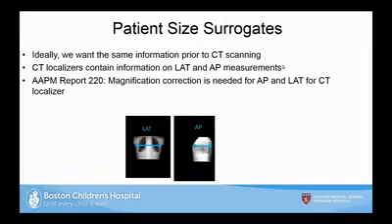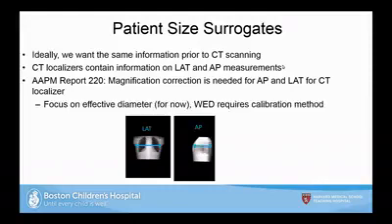Now, AAPM picked up on this and said, if you want to use CT localizers, it's fine, but you need to do a magnification correction for the AP and lateral dimensions. And for now, I'm just going to focus on the effective diameter, because the water equivalent diameter requires a calibration method, and that's ongoing work at the moment.